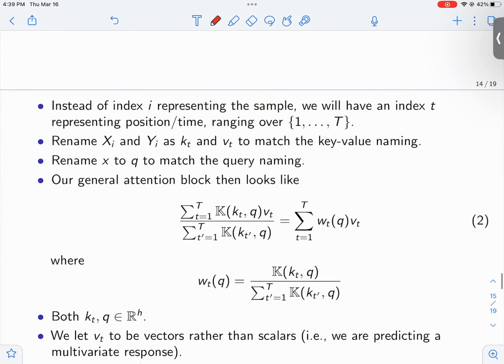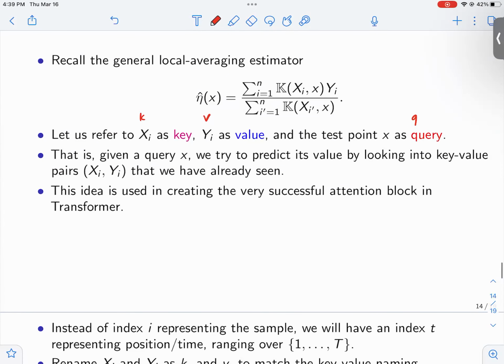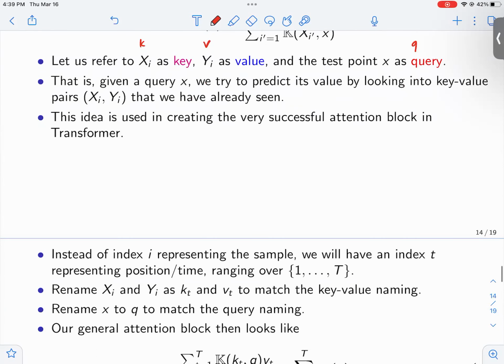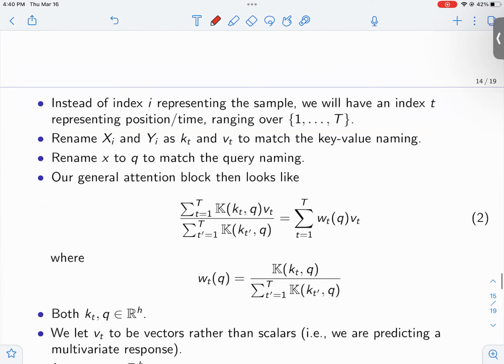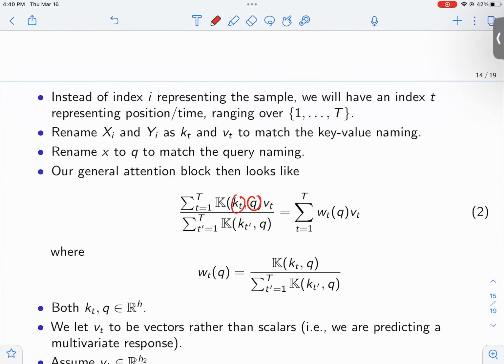With these namings, this index i is going to be T for us. So now this would be XT. That would be the position. Actually, I'm going to call it KT, not XT. That would be VT. So yi would be the VT value. This would be the key. And then X is mapped to Q. Q is going to be the query. So the query comes in, I compare it with the key, and I average the values. This is our local averaging. This used to be yi. So now everything is on T.